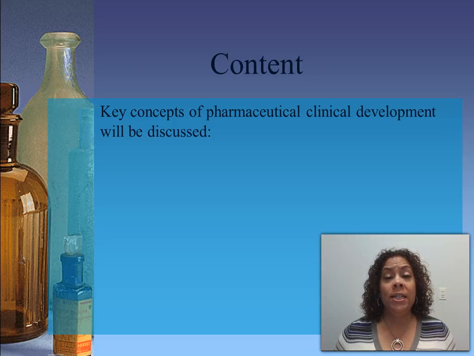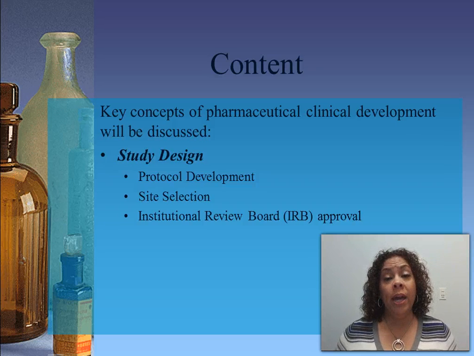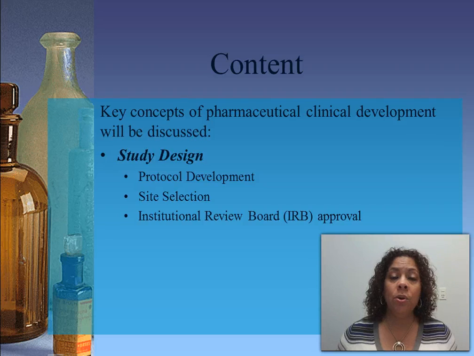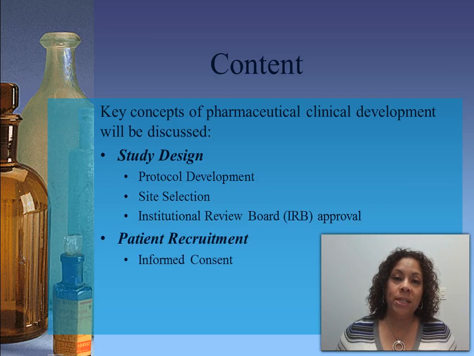So let's take a look at what we're going to focus on specifically. We're going to look at the study design process. So before you could ever do a trial, you need to understand what it is that you're studying. And so a study design will look at the elements of protocol development, site selection, and the role of the institutional review board. We'll also take a look at patient recruitment and specifically informed consent.